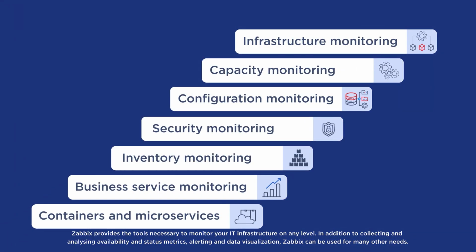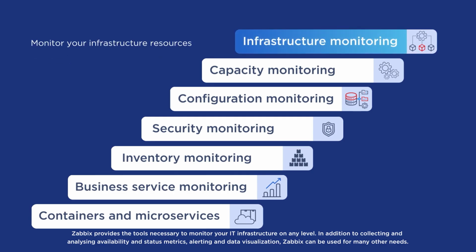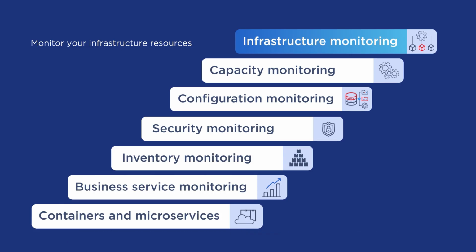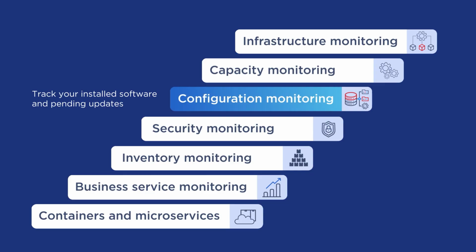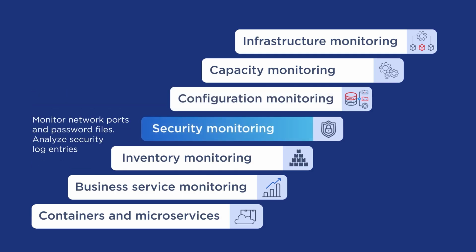In addition to collecting and analyzing availability and status metrics, alerting and data visualization, Zabbix can be used for many other needs. Monitor your infrastructure resource utilization and use Zabbix to plan your IT budget accordingly. Zabbix can help you keep track of the installed software and the latest updates. Receive a notification whenever a new update is available or a new application is installed in your environment.